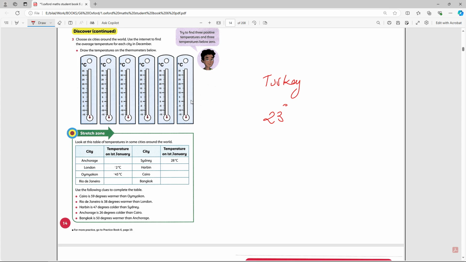So I'm going to come here and check 1, 2, 3. 3 is going to be here. And then you need to color this one. Color it with red, just to show where's the 23. Example. And then choose another city, go to the internet, find how many, and just show it.